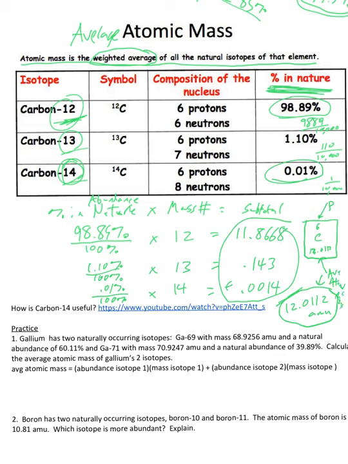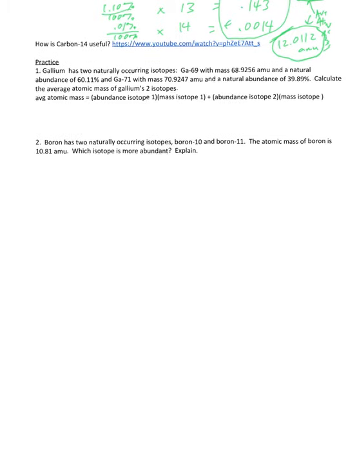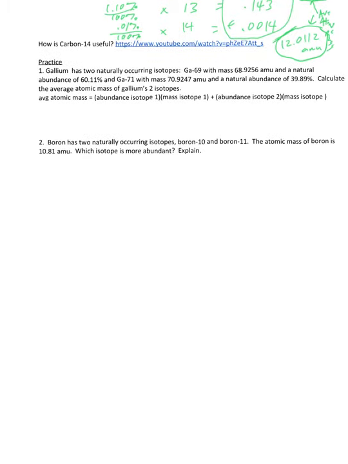Okay, let's try 2 more problems. Okay, gallium has 2 naturally occurring isotopes, gallium-69 with a mass of 68.9256 AMU. Now, because it gives you this very specific mass, I want you to use that instead of 69, but you can see it's very similar. And a natural abundance of 60.11%. Gallium-71 has a mass of 70.9247 AMUs and a natural abundance of 39.89%. Calculate the average atomic mass of gallium's 2 isotopes.